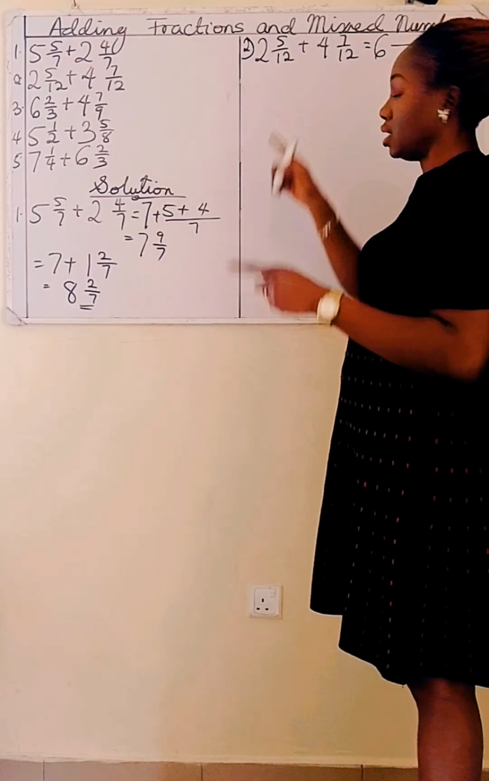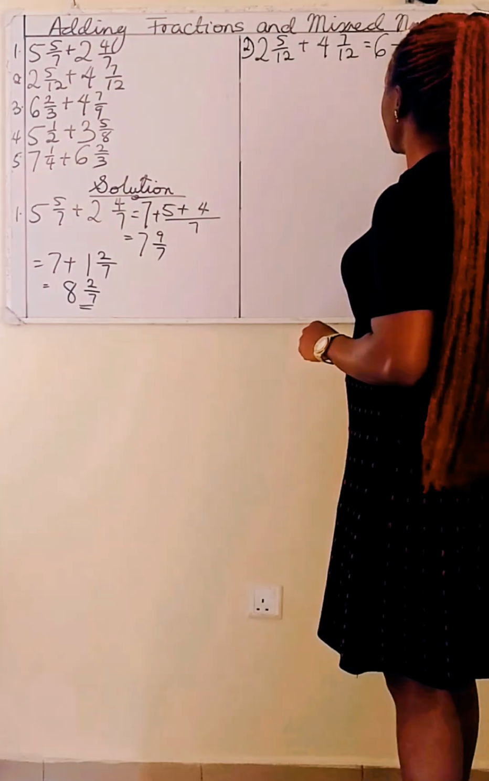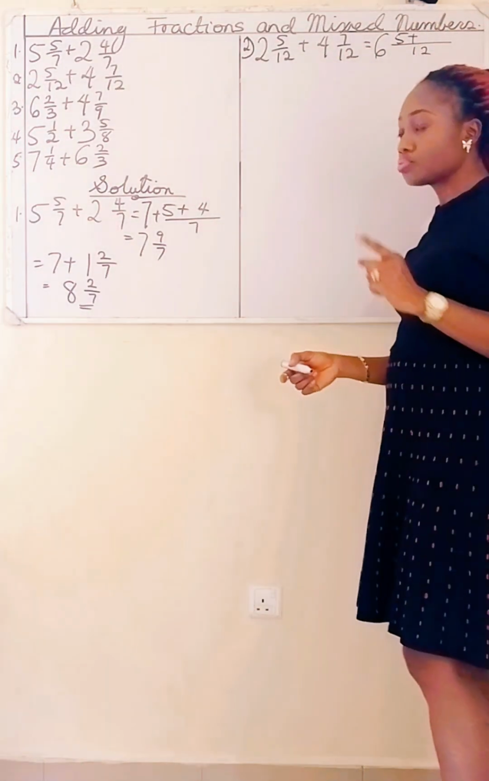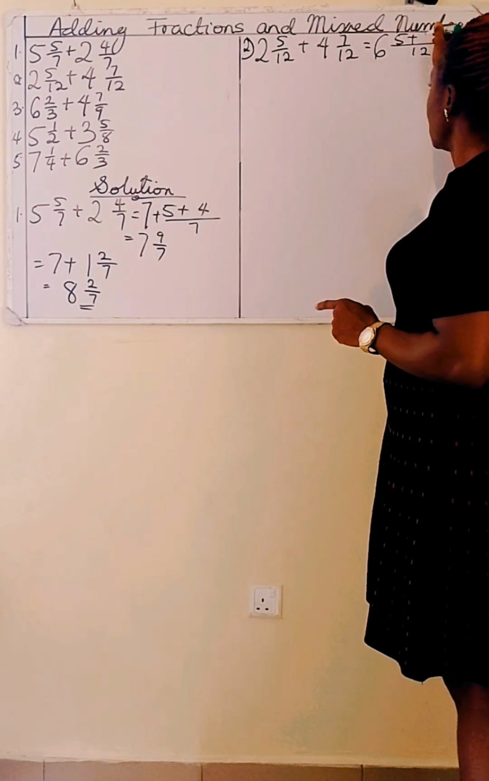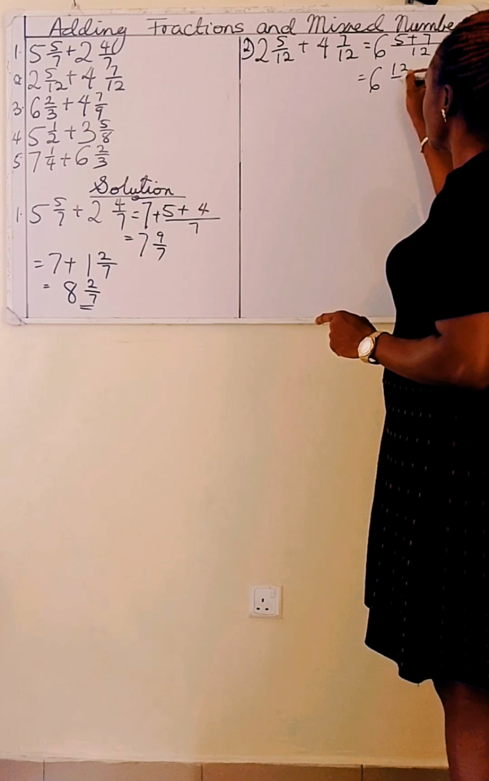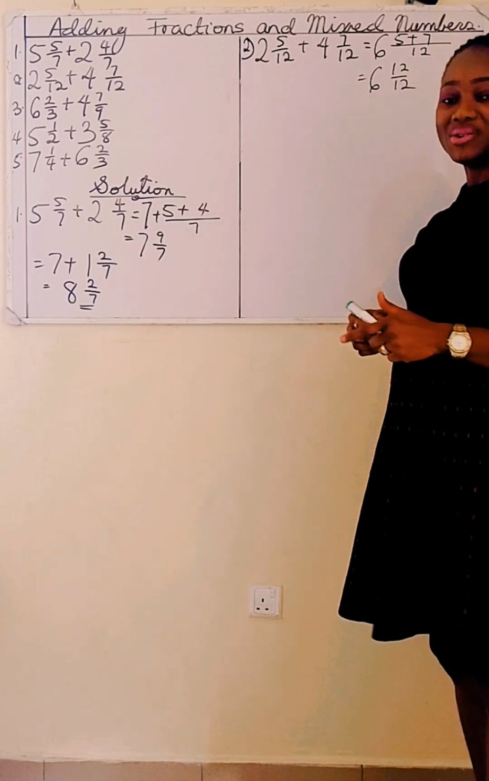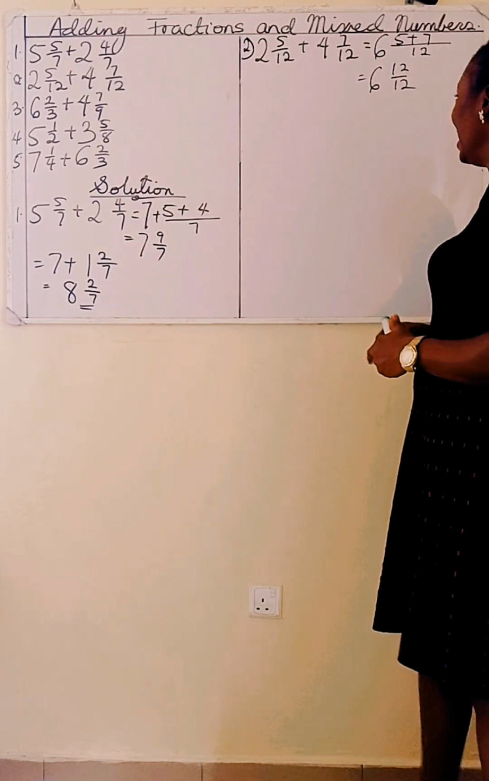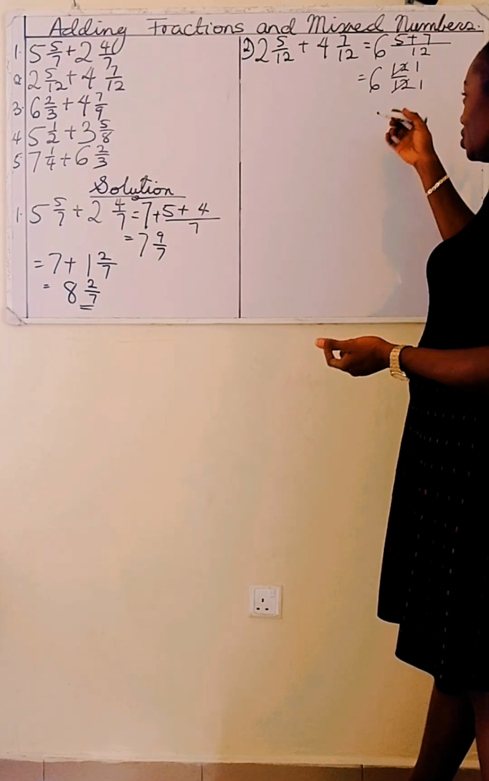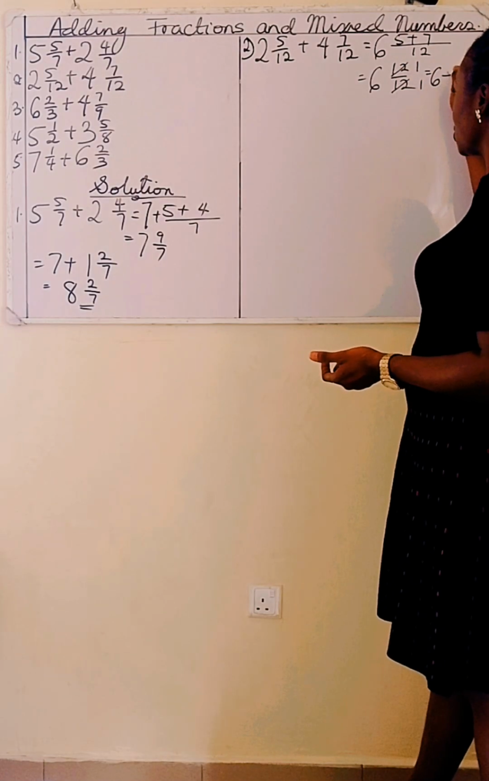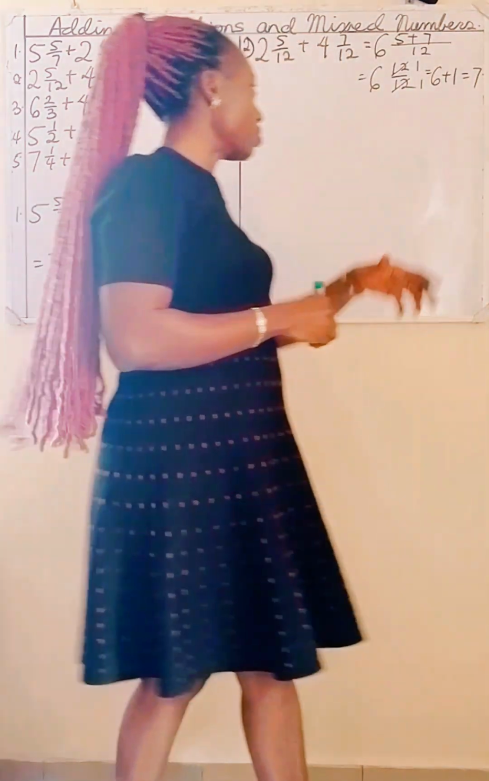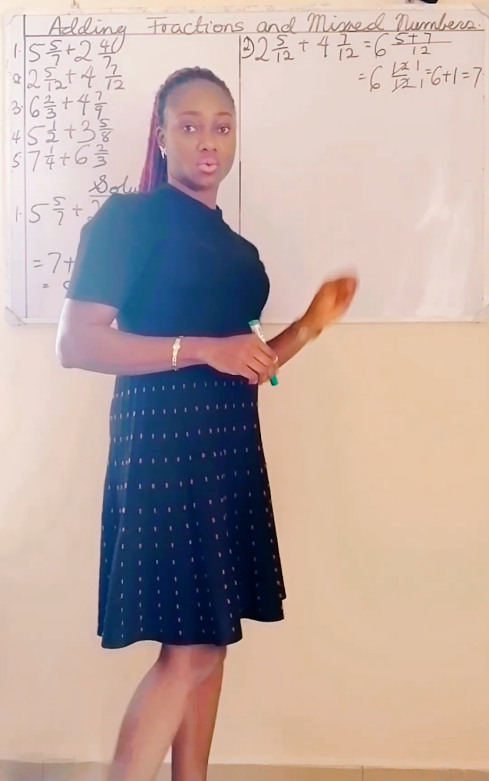12 divided by 12 is 1. And 1 times 5 is 5. Plus 12 divided by 12 is 1. And 1 times 7 is 7. And this is 6 wholes 12/12. Do you know what this means? This is 12 divided by 12 is 1. So this simply means what? We're going to add 6 to what? 1. And this is 7. 6 plus 1 equals 7 in this question.